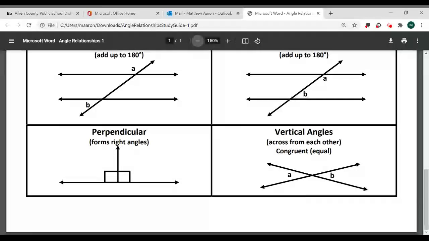Next, we have vertical angles. Vertical angles are also congruent. If two angles are across from each other, they are congruent. They have to be exactly across from each other. And those are your angles that you have to know.